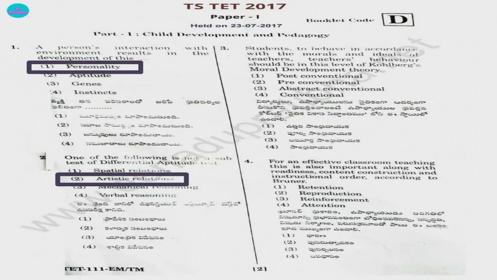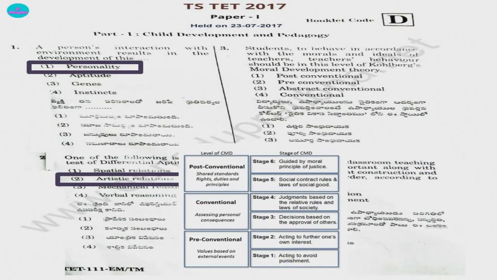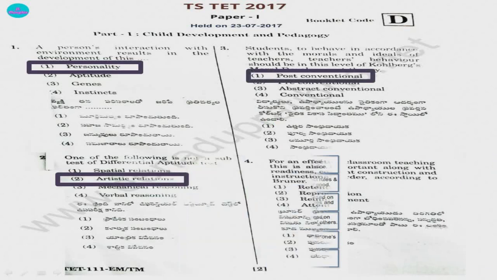Question number 3. For students to behave in accordance with the morals and ideals of teachers, teachers' behavior should be at this level of Kohlberg's moral development theory. According to Kohlberg's moral development theory, what are the three levels? Pre-conventional, conventional and post-conventional. And where do morals come? In post-conventional. So the answer is option 1, post-conventional.